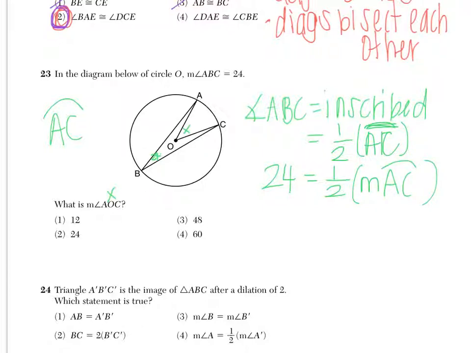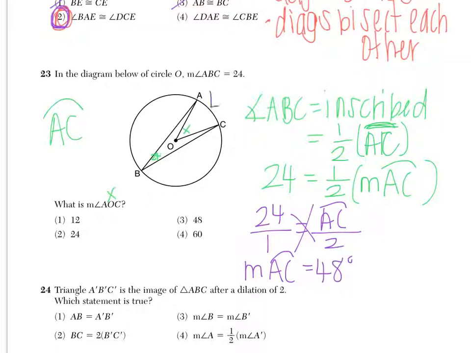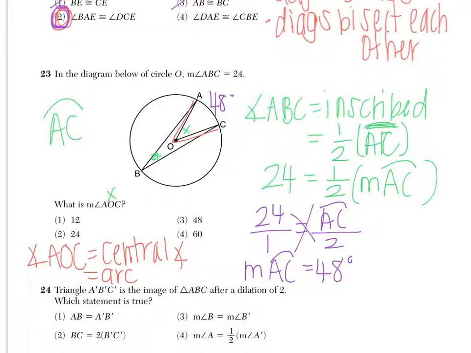So here, if angle ABC is 24, then that's half of the measure of arc AC. So here I know that I essentially have 24 over 1 equals AC over 2. I can cross multiply. So now I have the measure of arc AC is equal to 48. Then, again, I'm asked for the measure of angle AOC. Angle AOC is a central angle. And a central angle is always equal to the arc. So if the arc is 48, then the central angle should also be 48, giving us choice 3.